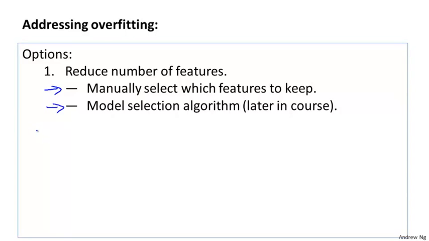But the disadvantage is that by throwing away some of the features, you are also throwing away some of the information you have about the problem. For example, maybe all of those features are actually useful for predicting the price of a house, so maybe we don't actually want to throw away some of our information or some of our features.